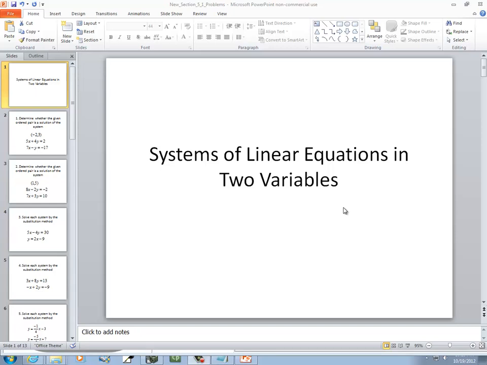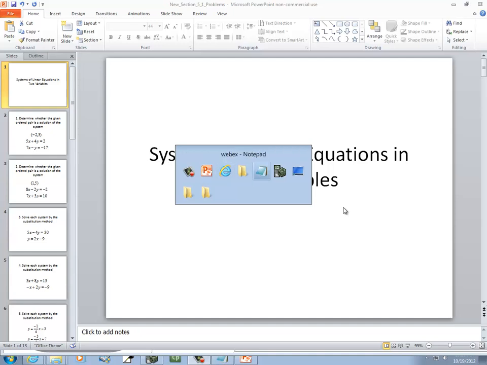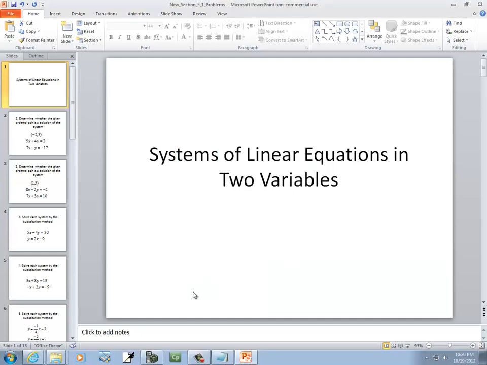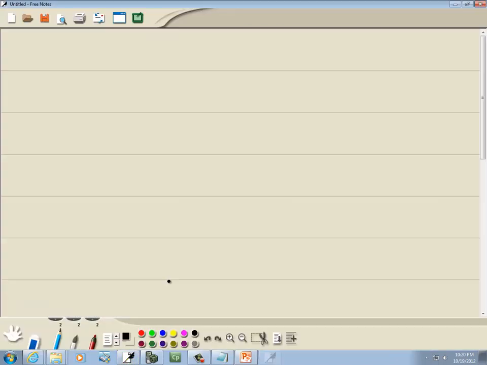Let's take a look at systems of linear equations in two variables. And let me get the pen or the tablet going. Now, if we were to look at these graphically, we're taking a look at two lines, and we're looking where they intersect. So right here would be our answer.